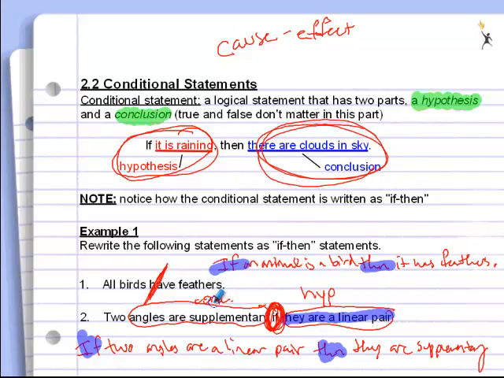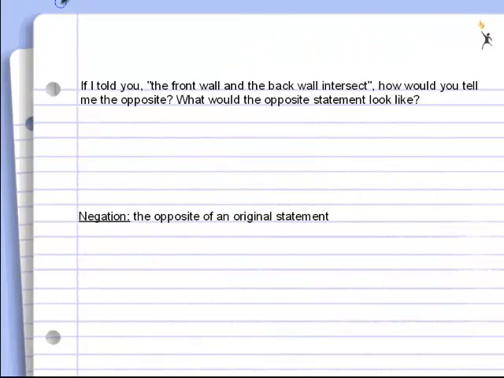Just take it for what it is and move on. So let's move on. If I told you the front wall and the back wall intersect, how would you tell me the opposite? What would the opposite statement look like?